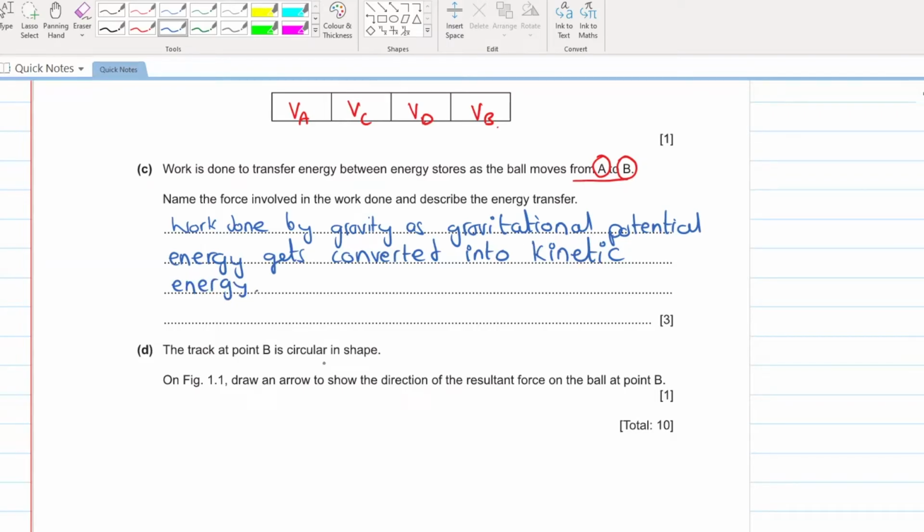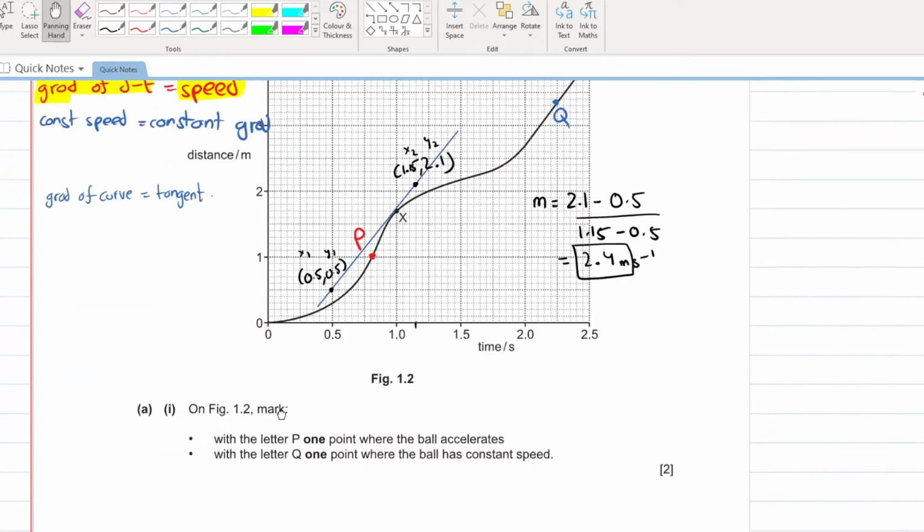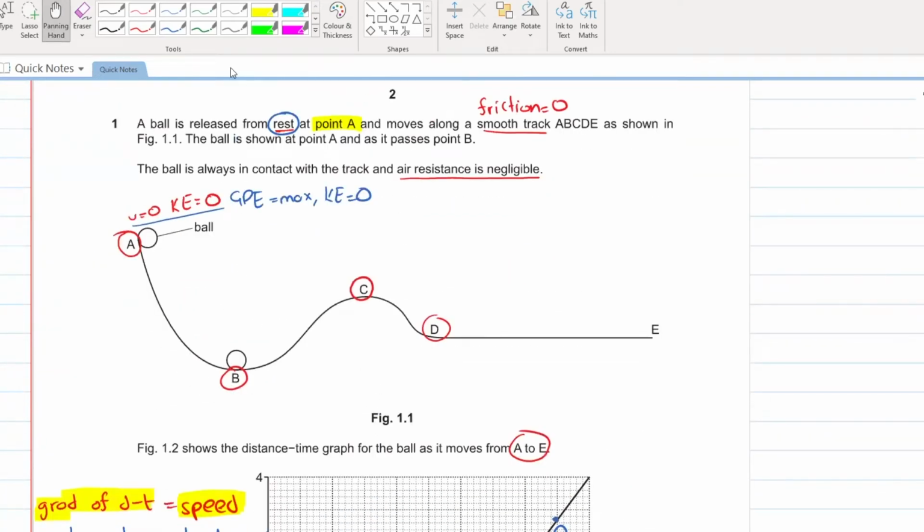The track at point B is circular in shape. Draw an arrow to show the direction of the resultant force on the ball at point P. Beta, whenever you are moving in a circle, where is the direction of the resultant force? Towards the center, like this is your resultant force. Whenever you are moving in a circle, the direction of force is towards the center of the circle. And if you examine how the circle is forming here, somewhat like this is your circle.